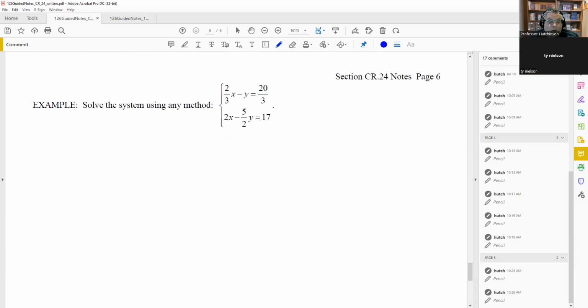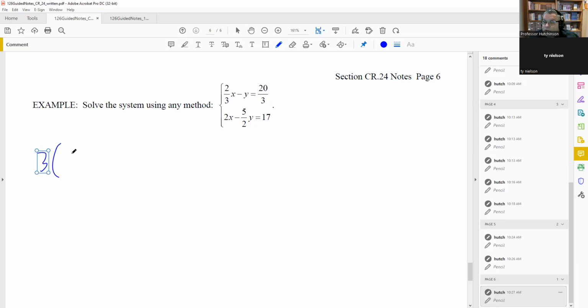All right, now we have another one here, and you can use any method here. There are some fractions involved, so it's probably going to make sense to clear the fractions out first. What I would do is just multiply each equation by what's in the denominator. That'll allow you to clear out the fraction. So the first equation, I'm going to multiply by a 3. And I'm going to multiply everything.